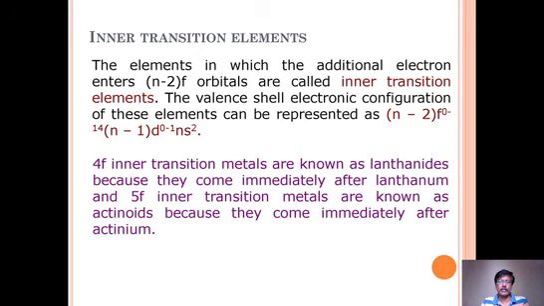4f inner transition metals are known as lanthanides, because they start after lanthanum, and 5f orbitals are known as actinides because they come immediately after actinium. So lanthanum and actinium are the previous elements, and these F block elements start after lanthanum, they are called lanthanides, and if they start after actinium, they are called actinides.